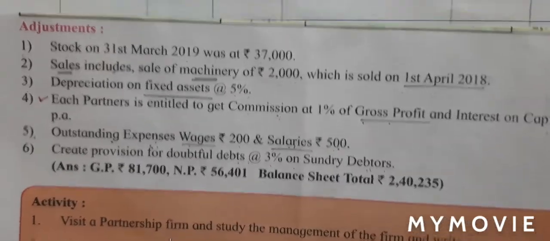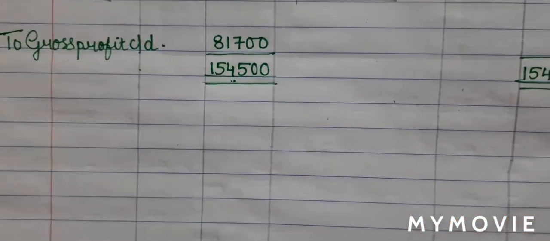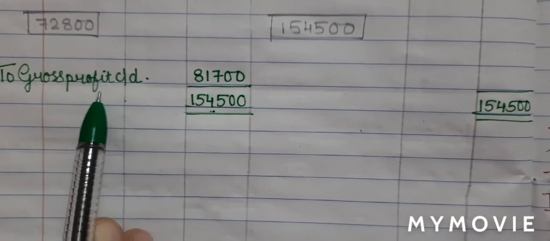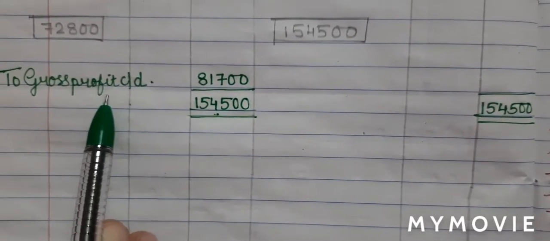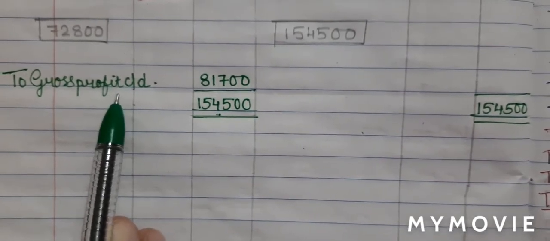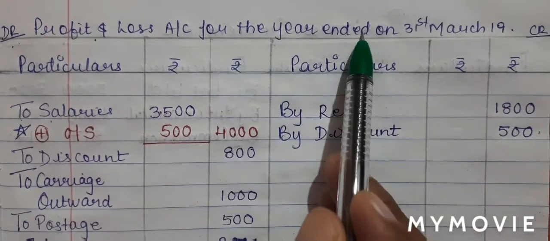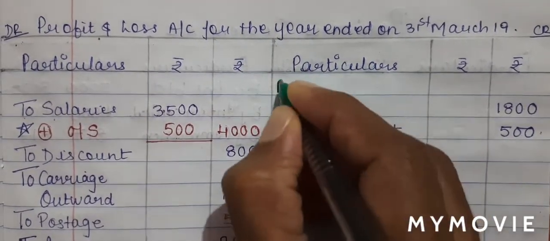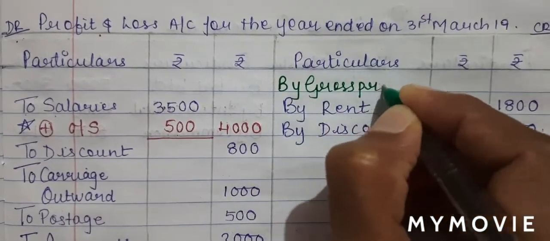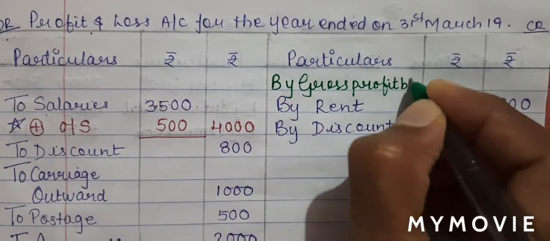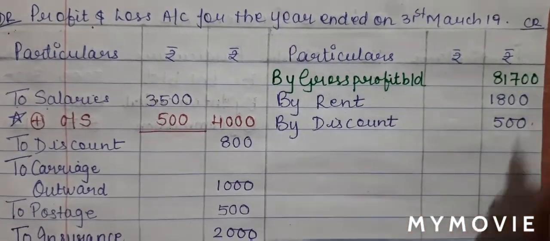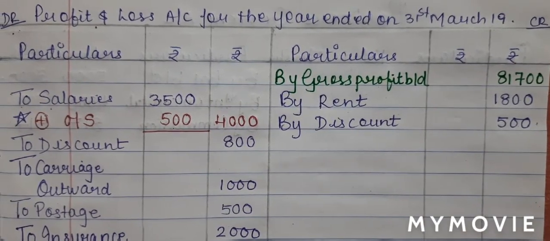And we have also closed our trading account and we have got a gross profit on the debit side. Now this gross profit, which is on the debit side, we will now transfer it to profit and loss account on the credit side. So profit and loss account on the credit side, I will write down by gross profit brought down 81,700.